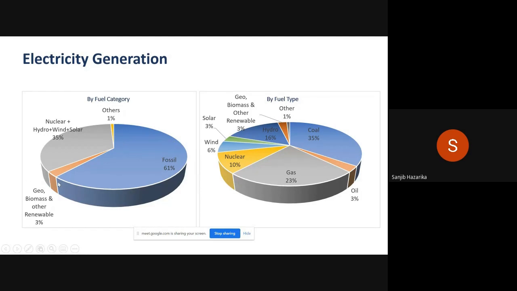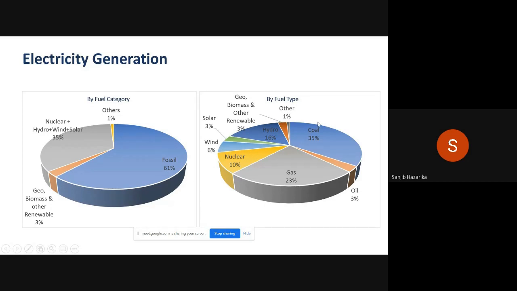There are others like biomass and other renewables like small hydro plants, which also contribute 3%. And on the right side, if we see the fuel used, coal is still the major part of electricity production, amounting to almost 35%. And after coal, it's gas-based power plants. It's still 23%. And after that, we can see hydropower plants. It's 16%. And then nuclear, 10%. And other than that, renewables, maybe around 10% if we combine wind, solar, as well as some other small renewables.